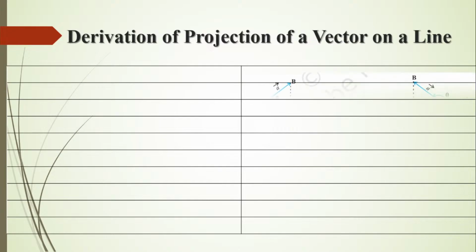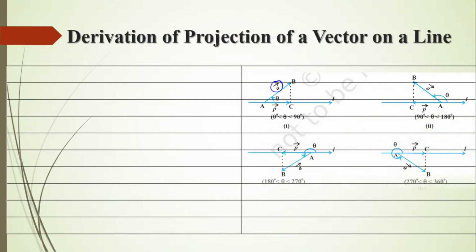Some more about this one. This is the vector A and we try to find out projection of vector A on the line L. This is the directed line, which is AC and generally denoted by vector P. Projection means the magnitude of vector P. So see here what will be the magnitude of vector P, or simply we say projection.